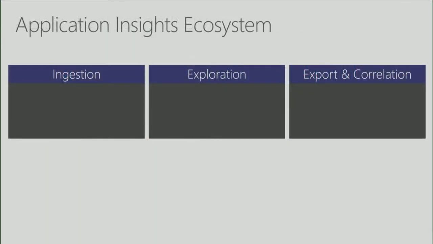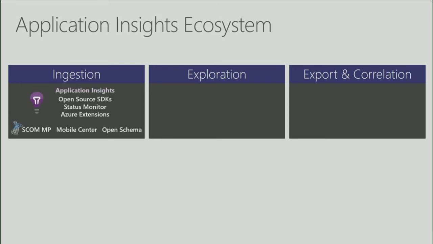So talking about the ecosystem, Application Insights has a three-phase process. You ingest the data from wherever your application lies. Once that data is in, you can explore the data in the various tools and portals that we provide, and then take the data out in whatever format you need to work on it next. So let's look at the various components that might make things clearer.